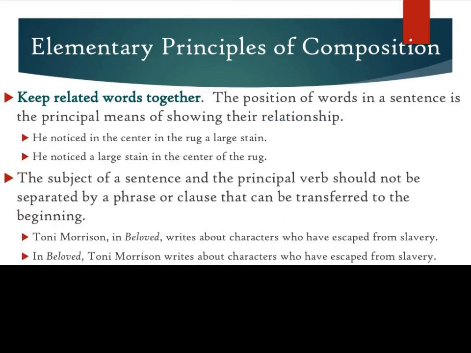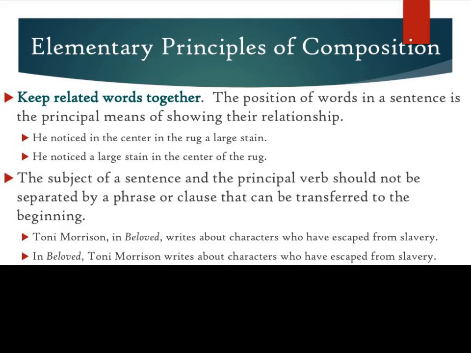Okay, keep related words together. This is also very important. The position of those words in a sentence is the principal or basic essential means of showing their relationship. He noticed in the center in the rug a large stain. Well, it definitely is bad style. He noticed a large stain in the center of the rug. I think that one is pretty self-explanatory. It's a very good example, but believe it or not, it happens way too often with separating words that should be together. Obviously, noticing the large stain, those go together.